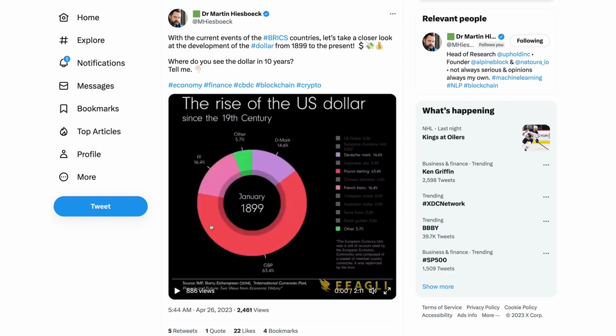The rise of the US dollar since the 19th century. Now, this is one of those graphics that change over time. You guys can see here the time marker. And Dr. Martin Hisbach was the one who posted this. I just thought this was more interesting than anything, just demonstrating dollar dominance in terms of the year and where it has shifted. As you guys can see, the US dollar changing, right, and taking more of a market cap compared to the Great British Pound.